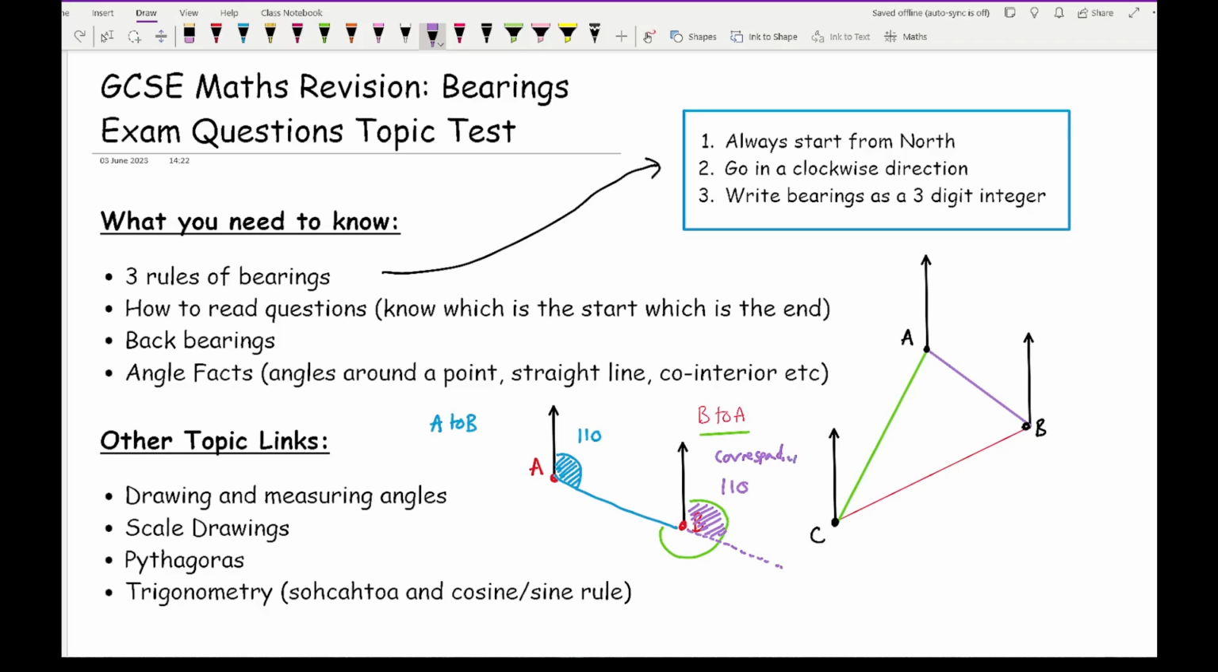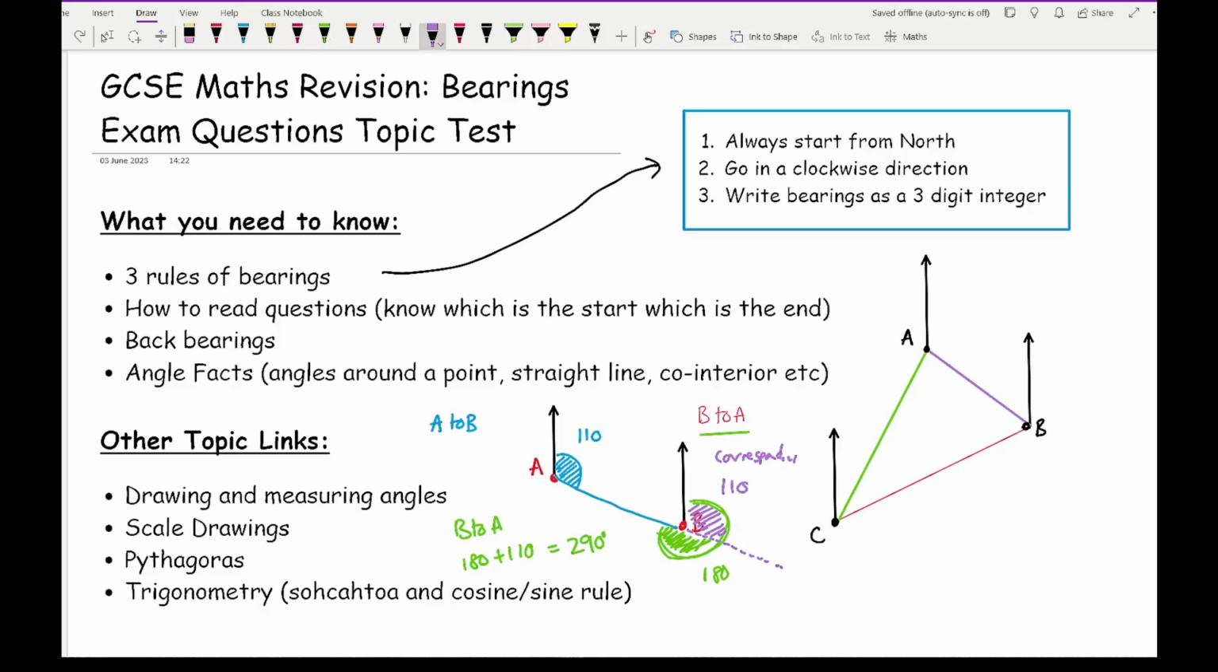Then to work out this bit underneath, well, this green part is 180 because that's a straight line. So that means that the bearing of B to A is going to be 180 plus 110, which is 290 degrees, which makes sense because it is a reflex angle.